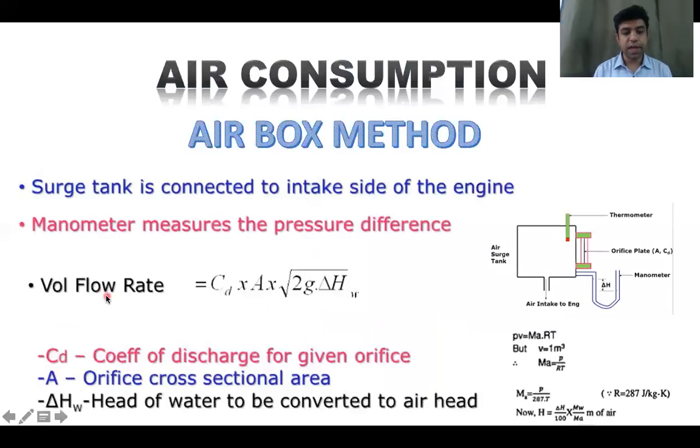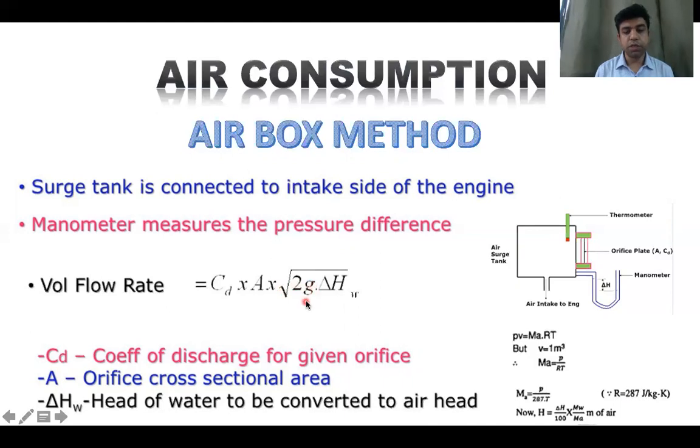We can directly get the volume flow rate with the help of this empirical relation, that is coefficient of discharge multiplied with the area of orifice multiplied with under root 2gh. The coefficient of discharge is fixed. The area of orifice you can find out easily. Suppose it is circular in section, then obviously you can find it by pi by 4 d square. Suppose it is a rectangular orifice, then you can directly find it by multiplying length into width. So that is not a complex thing.